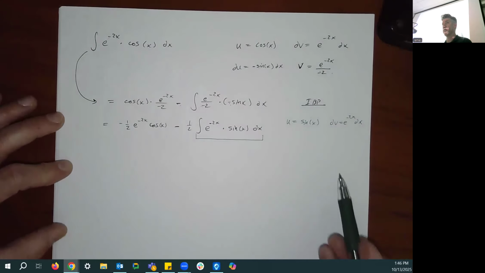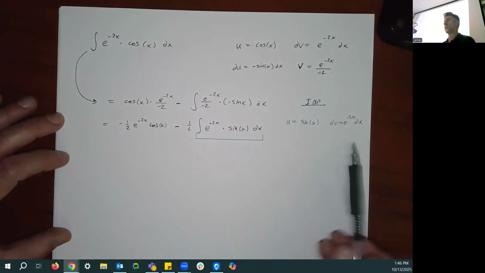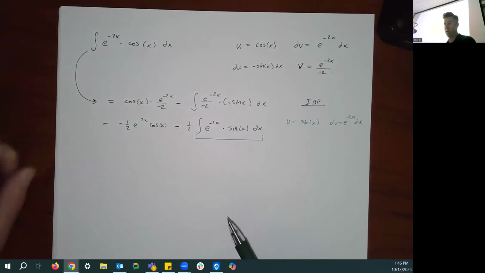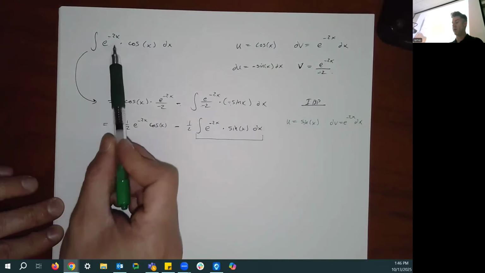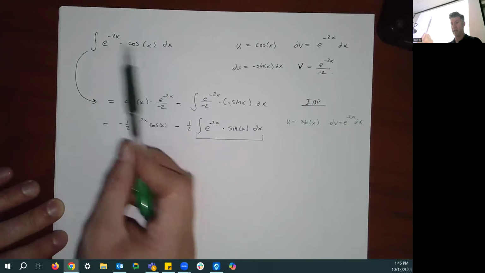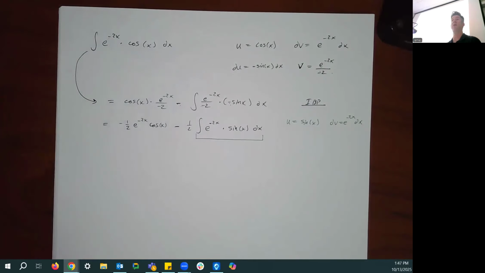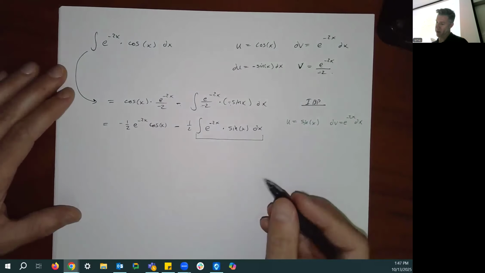A word of warning. If you make the opposite choice accidentally, what will end up happening is you'll undo all the work you've done, and you'll end up getting that the integral of e to the negative 2x times cosine x is equal to the integral of e to the negative 2x times cosine of x, which is true and not at all helpful. So if you accidentally do your second integration by parts in the opposite order, you'll undo the work that was done, and the things that were there will cancel out, and you'll just have your integral left, which would feel very unsatisfying.